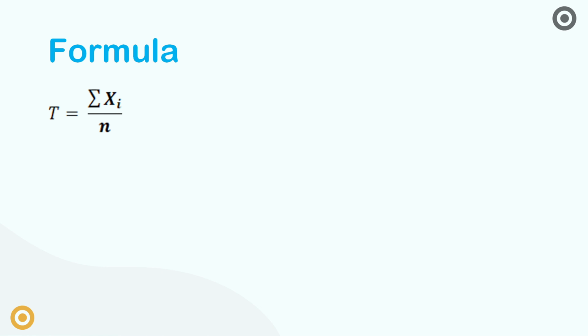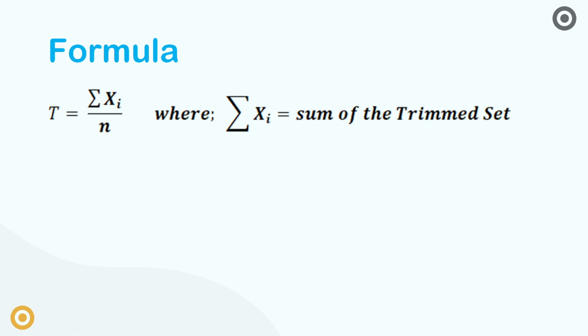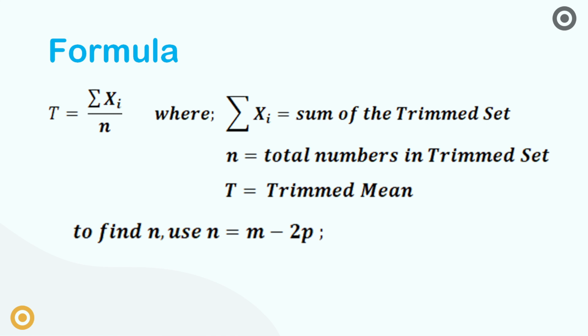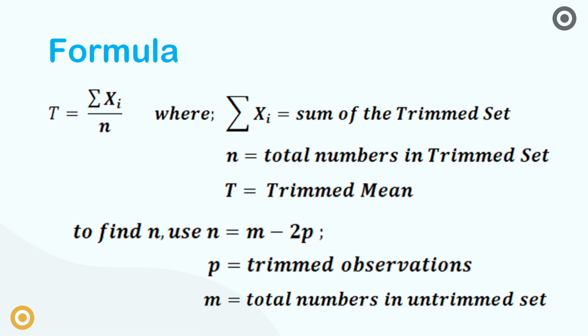Using the formula, the trimmed mean is T equals the sum of x sub i over n, where the sum of x sub i is the sum of the trimmed set, and n is the total numbers in the trimmed set. T is the trimmed mean, and to find n, we can use n equals m minus 2p, where p is the number of trimmed observations, and m is the total numbers in the set.